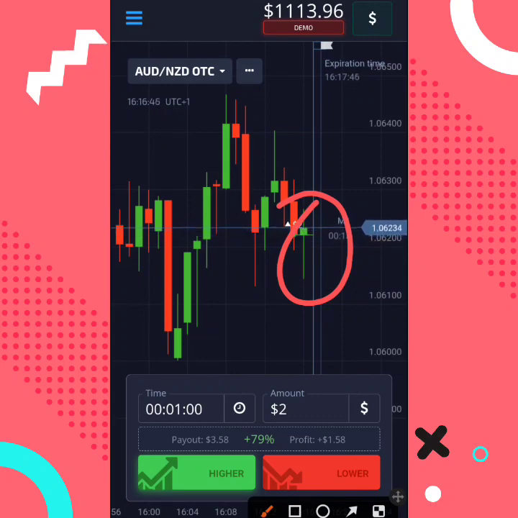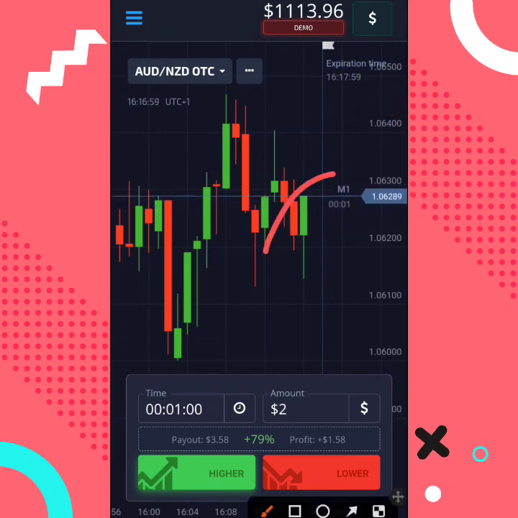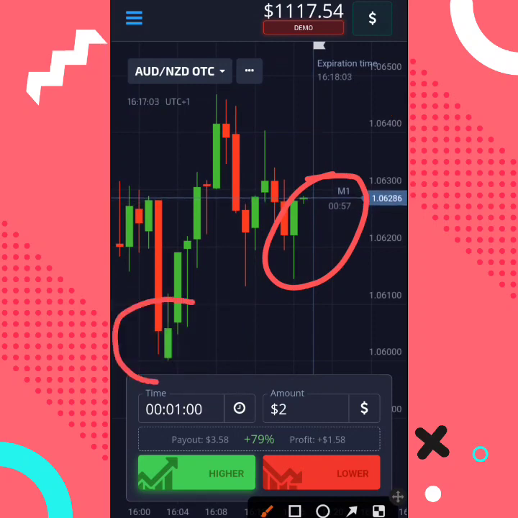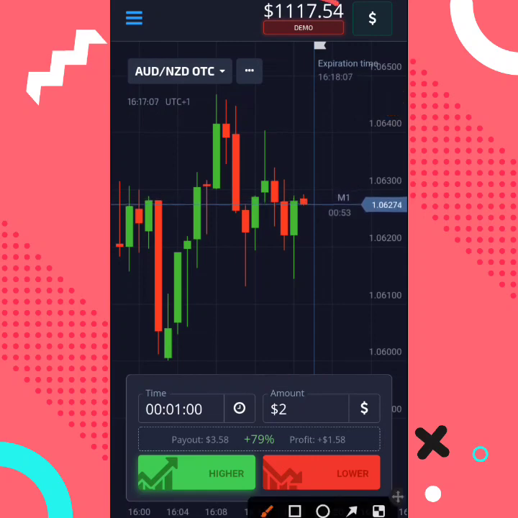So let's just watch. Now it doesn't matter what happened during the time of candle movement, but how the candle closes will actually matter. Okay, now it ends in our favor. Now I won the trade. You can see I won the trade and I have my $2 plus profit. Now this was 115. Now it is 117.